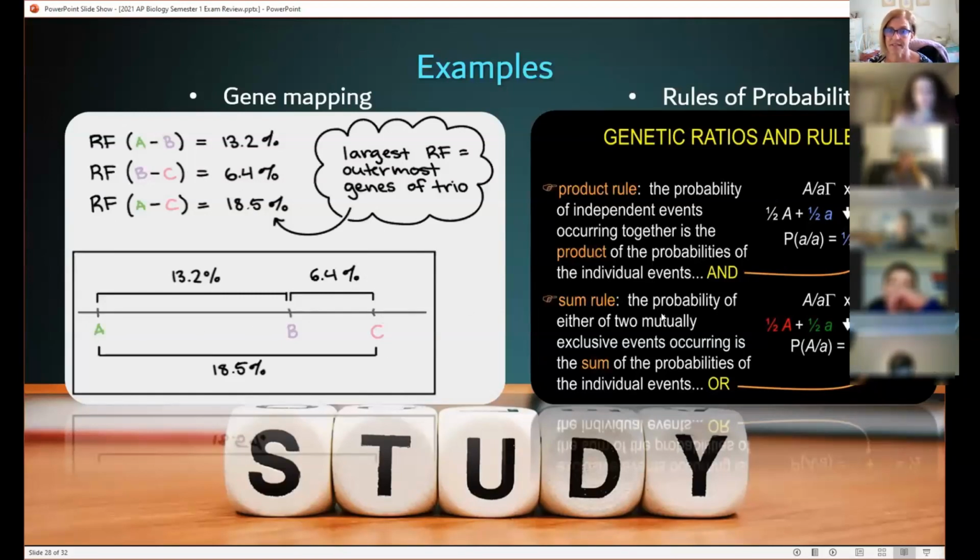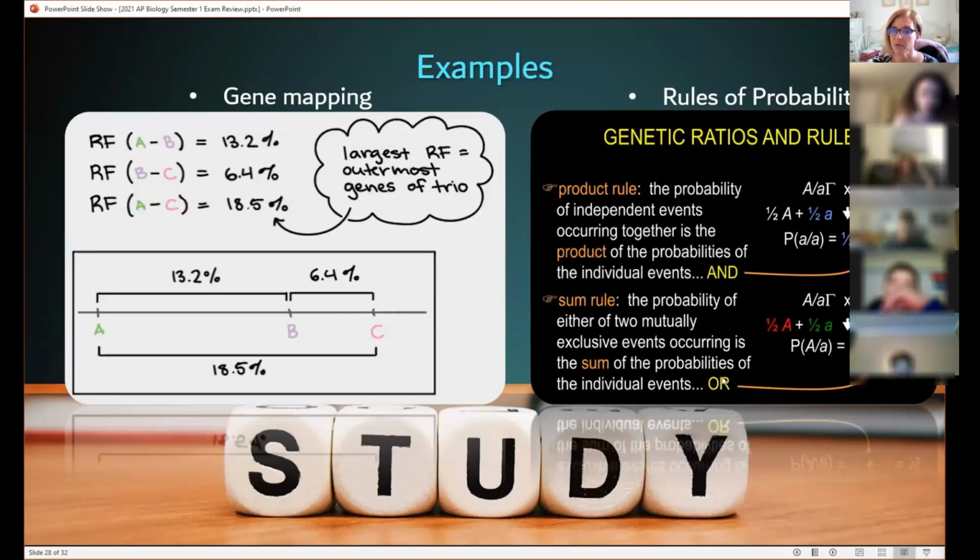The product rule and the sum rule. The product rule, multiplication, is when you need two things to occur together. The probability of the independent events multiplied together gives you the probability of the overall event. So in this case, if you needed little a, you have a 1 in 2 chance of this little a and a 1 in 2 chance of this little a. So you multiply them together.